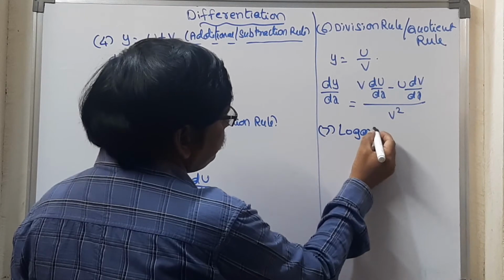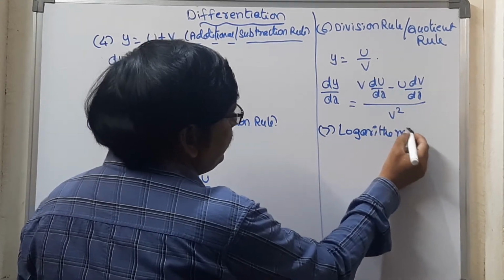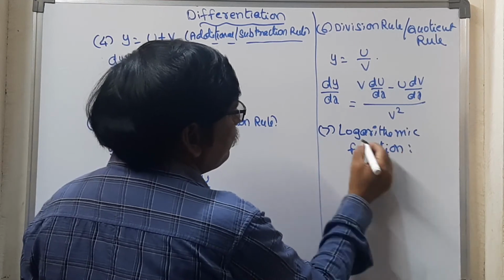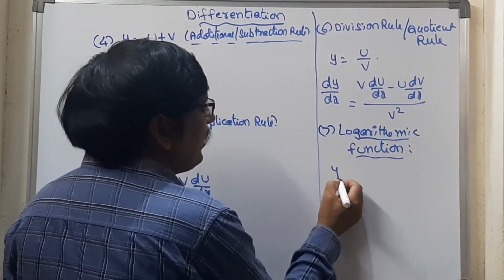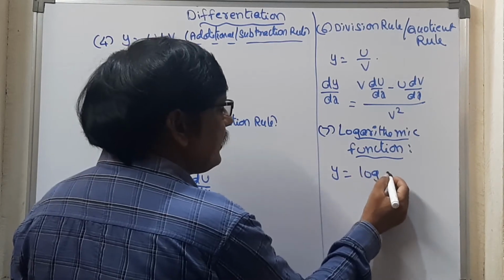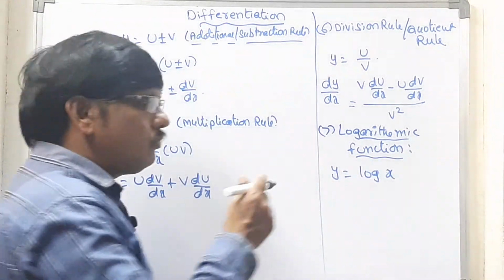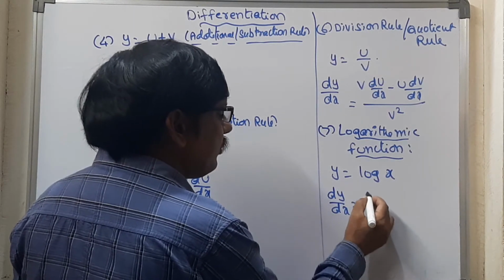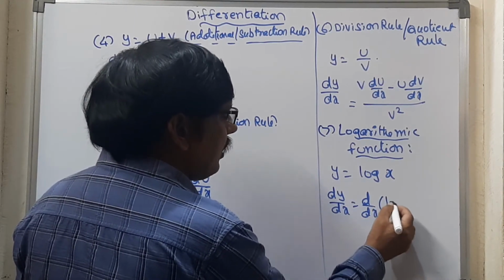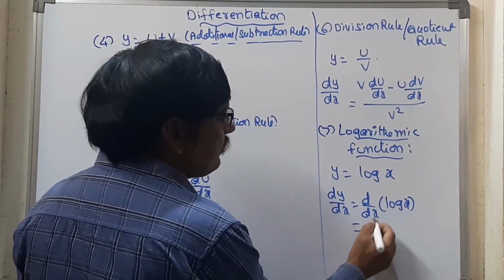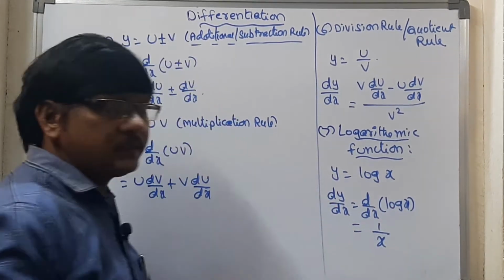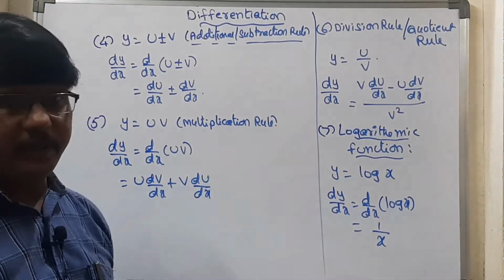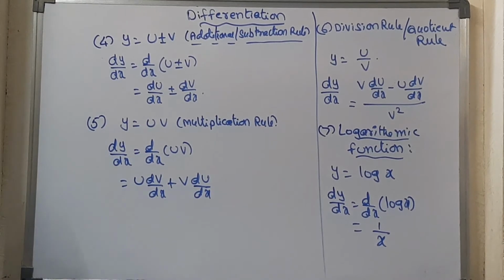Now let us go with the next one, the seventh one, the logarithmic function. What is meant by this logarithmic function? That's a very important one, very often you can expect it. If y is equal to log x, then how will the differentiation be? dy by dx is equal to d by dx of log x, which becomes 1 by x. Okay, right? Take a screenshot, Nana.